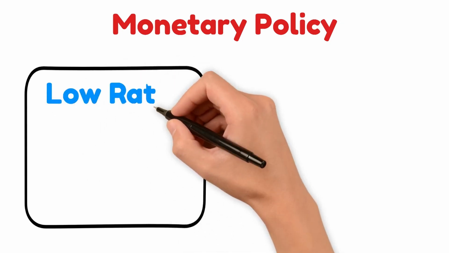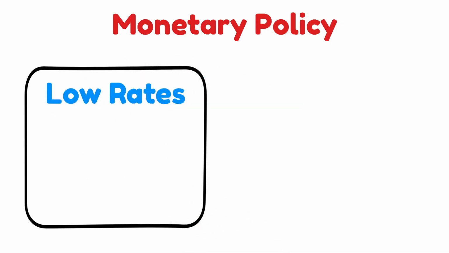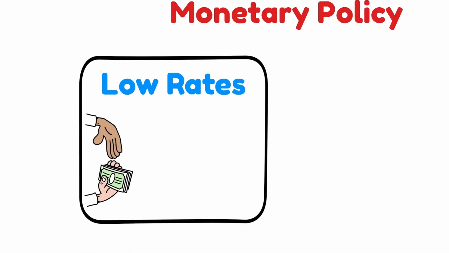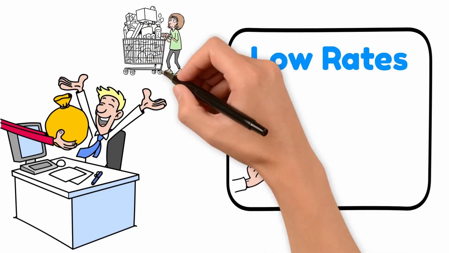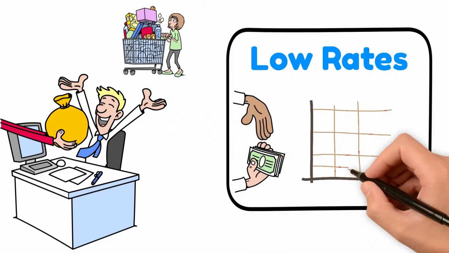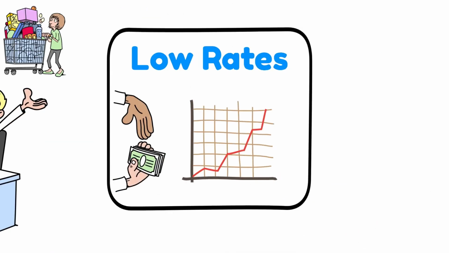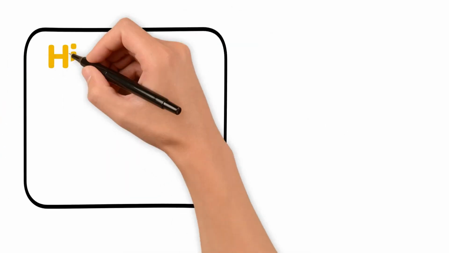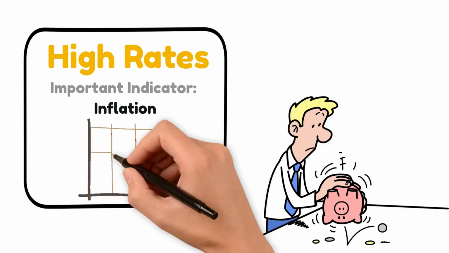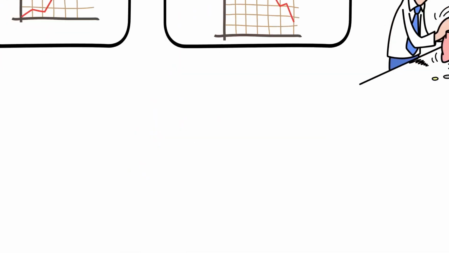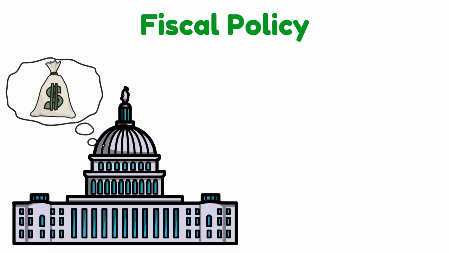When interest rates are low, borrowing becomes cheaper for both businesses and consumers. Companies can take out loans to expand, and people are more likely to spend money. That often pushes the stock market higher. On the flip side, when rates go up to fight inflation, borrowing slows down, spending drops, and stocks usually take a hit.